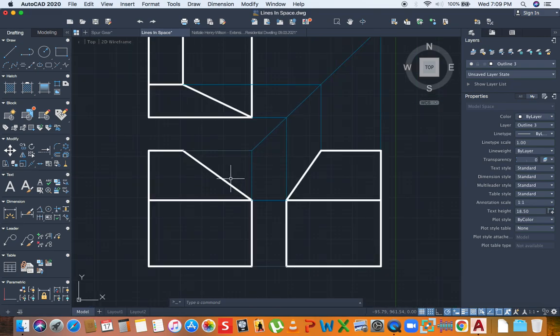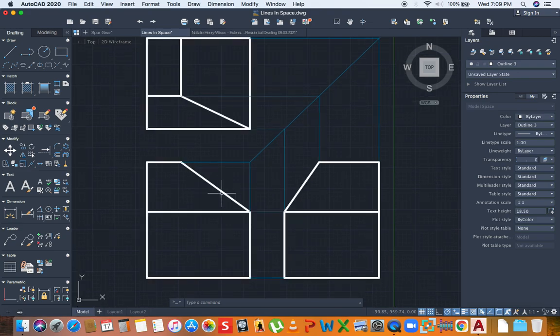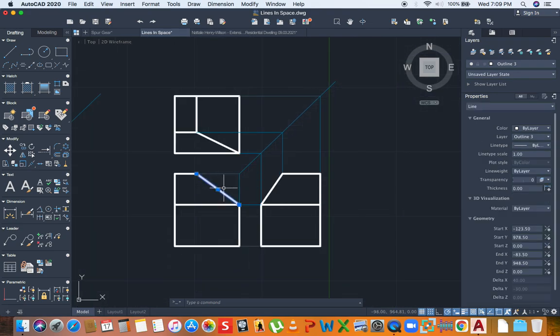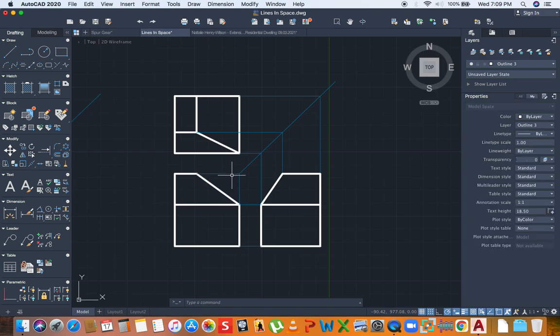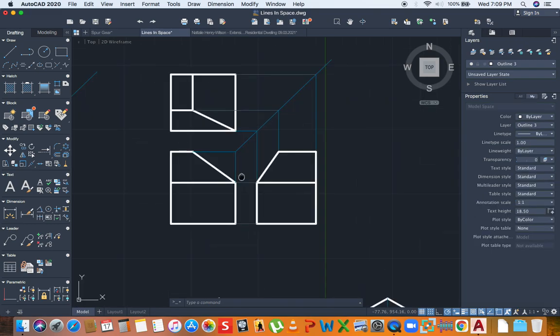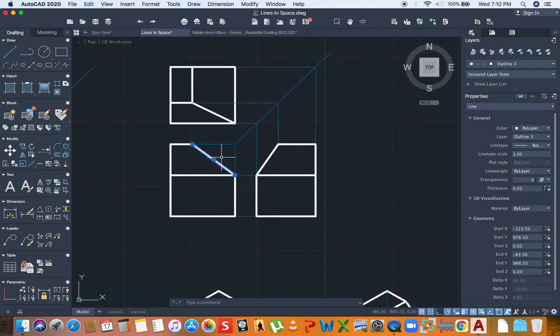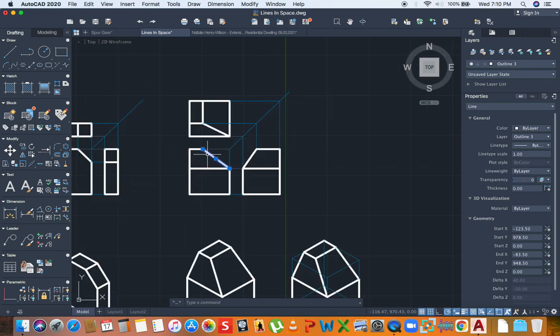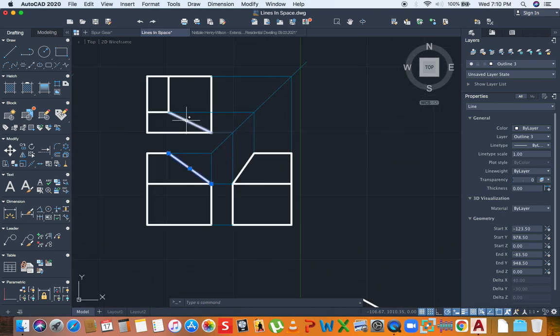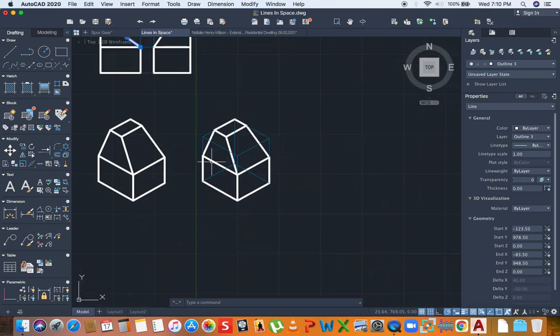Now with this drawing, you can also draw an auxiliary view that can show the true length, but it will be very difficult. Now we can graphically determine the true length of this line if we isolate this line. Right, we can isolate this line and show the true length.